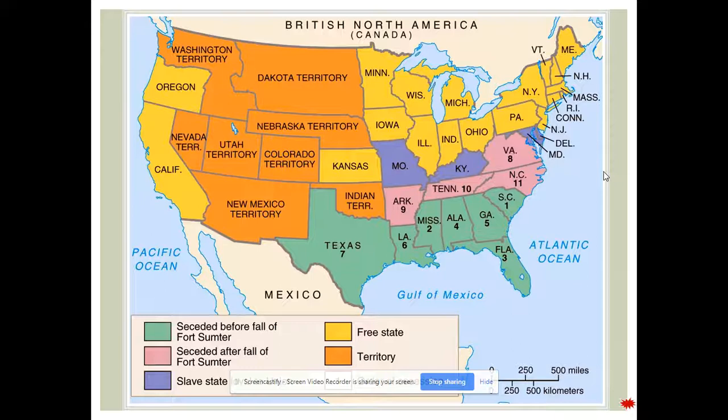Had those 4 states not seceded, particularly Virginia and Tennessee, the Confederacy would not have fought all the way to 1865. If they hadn't had Virginia, there's no way they would have had the men or the material to do so. But they secede, and it forever changes the course of American history.